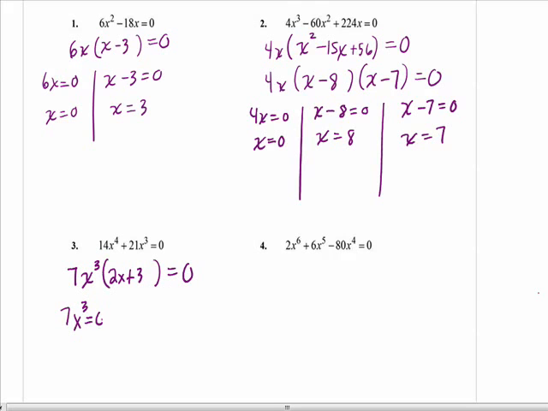7x to the third equals 0. Really what you're doing is you're dividing 0 by 7, and then you're taking the cube root of 0. Well, what times itself 3 times is 0? It's still 0. Then over on this side, 2x plus 3 is 0. Negative 3, 3 over 2, negative 3 over 2.